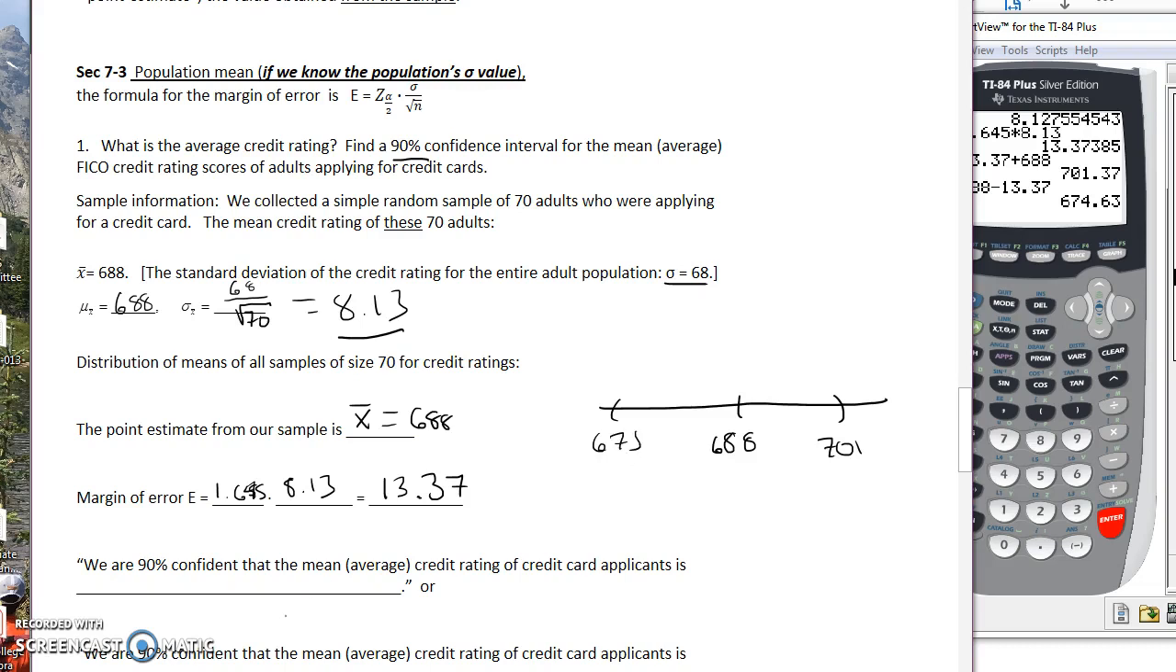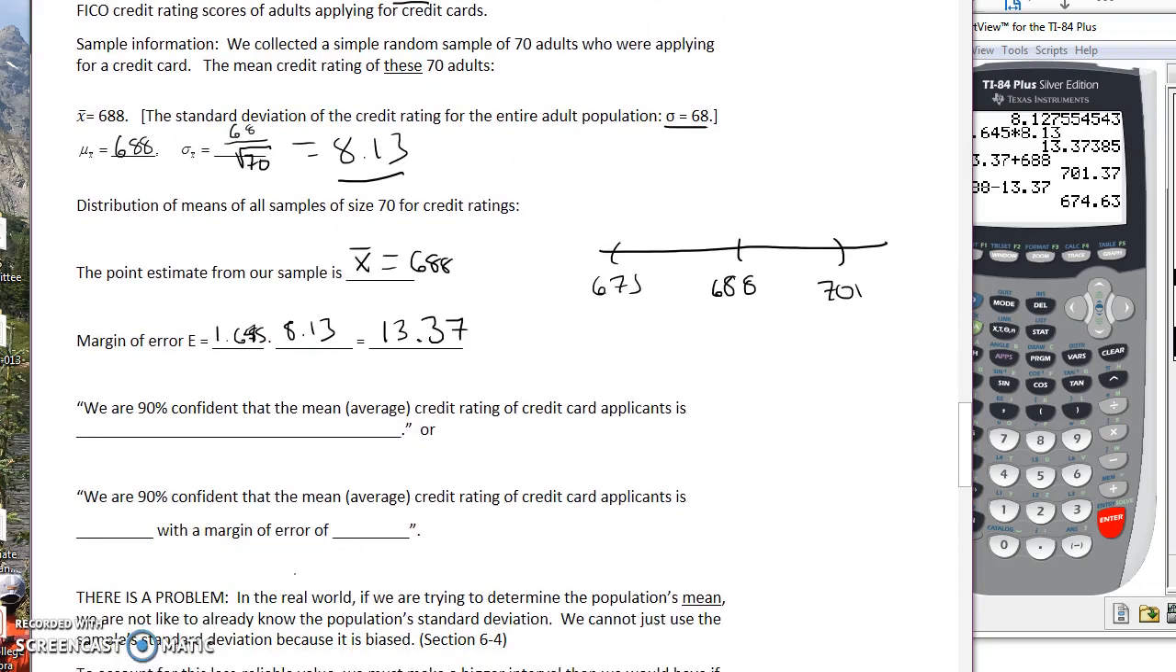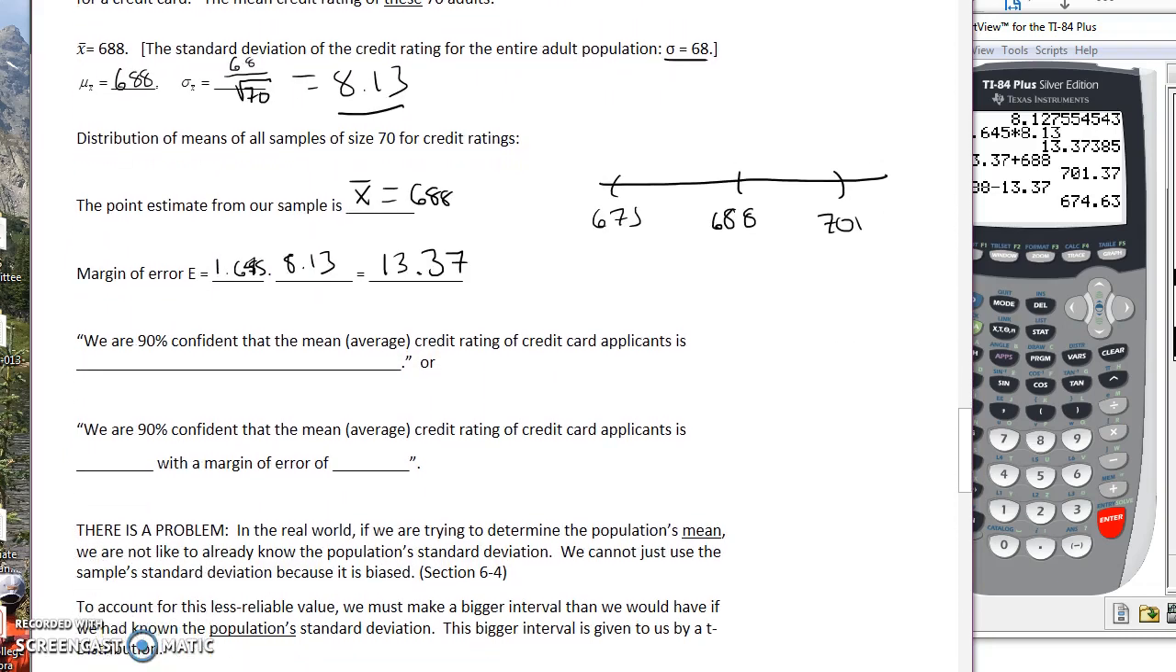So one way we could write this, we're going to write the two different forms of this. We could say we are 90% confident that the mean average credit rating of a credit card applicant is between 675 and 701. Or we could say we are 90% confident that the mean average credit rating of a credit card applicant is 688 with a margin of error of, let's say, 13.4.